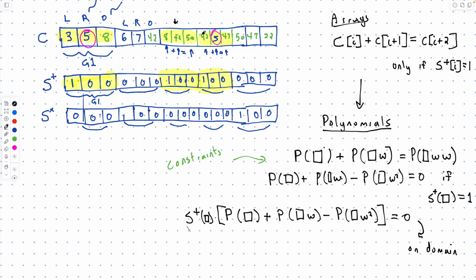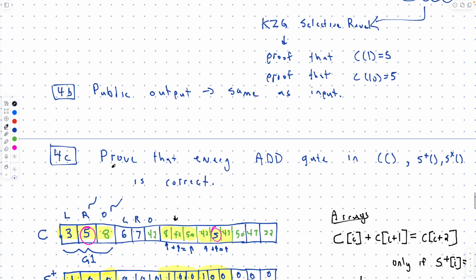So if I can prove to you that this results in an array that's 0, 0, 0, 0, 0, 0, 0, put into polynomial form, then I've proven to you that this constraint is true. And if this constraint is true, that tells you that every add gate is correct in this circuit.